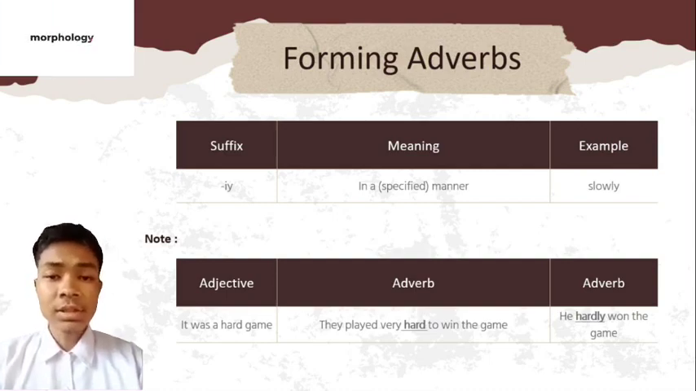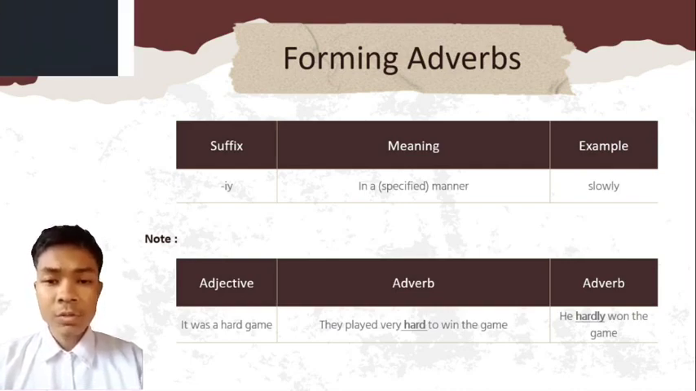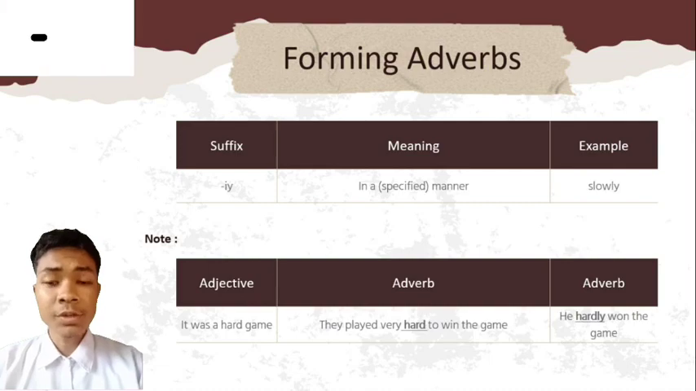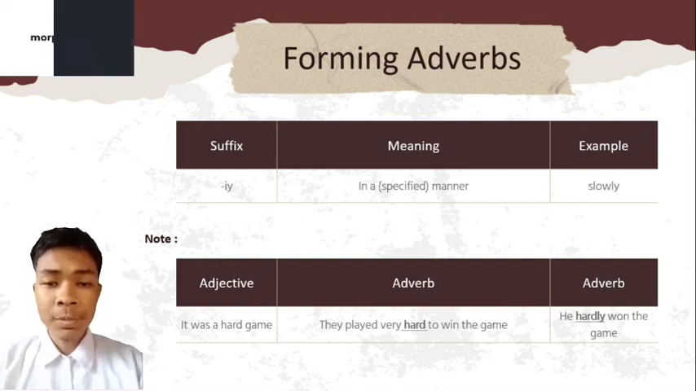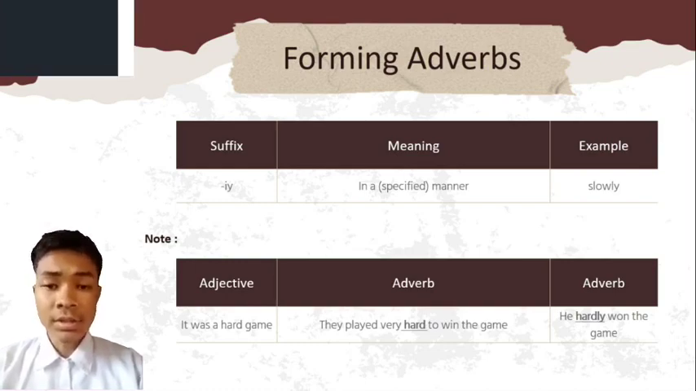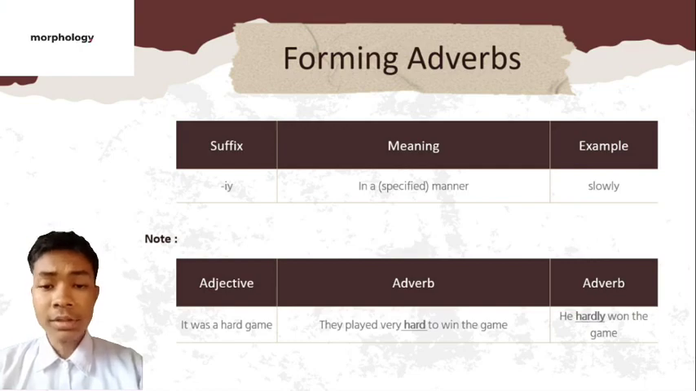We can see in the note column, there is a use of hard as an example. We can see in adjective, it uses hard. For example, it was a hard game. And we can see in the first adverb, it's a normal adverb, so it uses hard. For example, they play very hard to win the game. And in the second adverb, it's a forming adverb, so it uses hardly. For example, he hardly won the game.